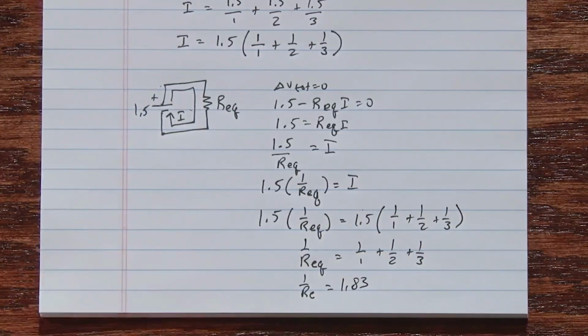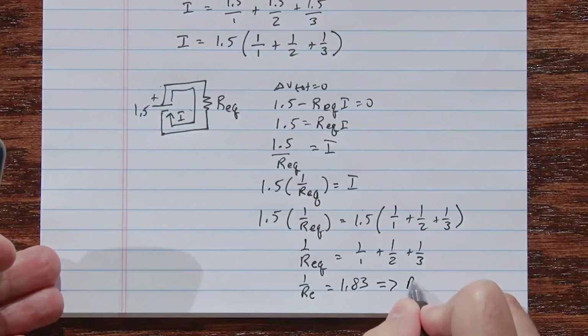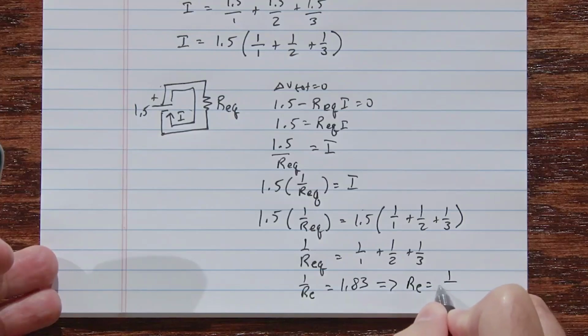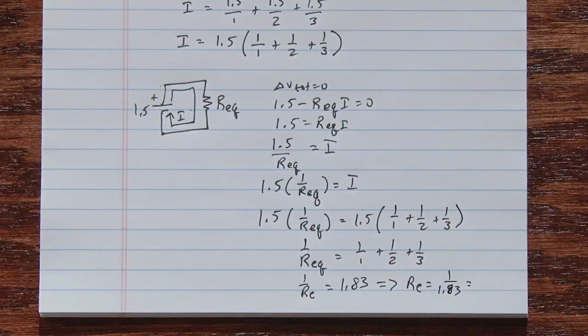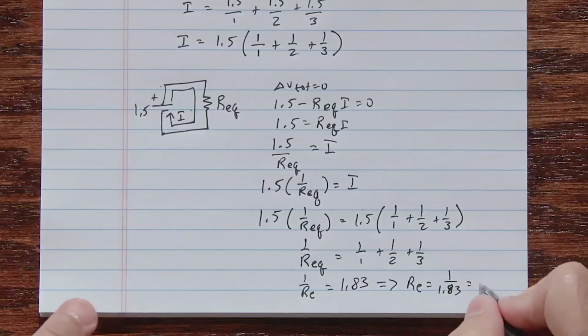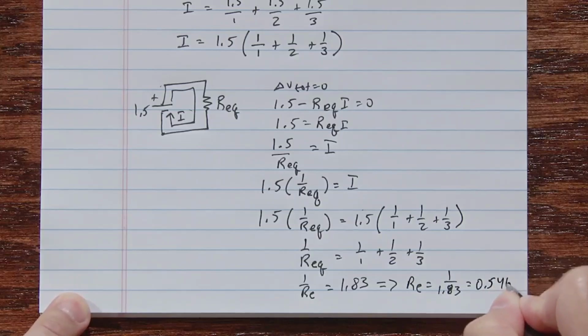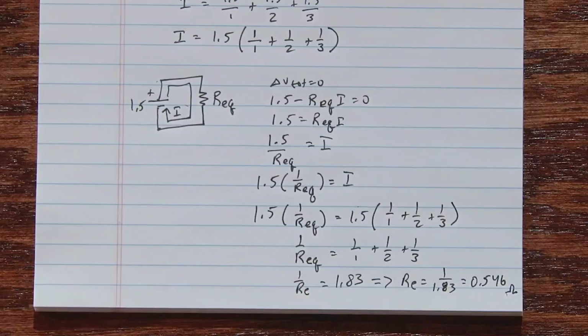And that tells me that R equivalent would be 1 over 1.83, and that's equal to 1 divided by 1.83. That would be 0.546. 0.546 ohms is the equivalent resistance to those 3 resistors in parallel.